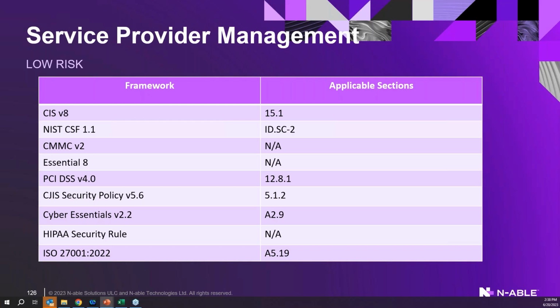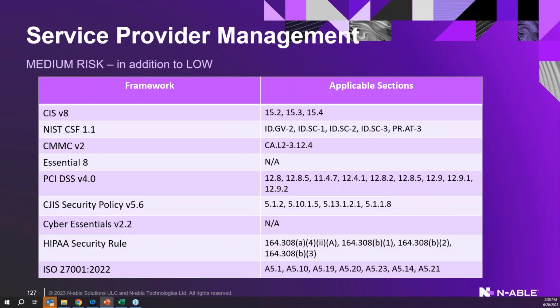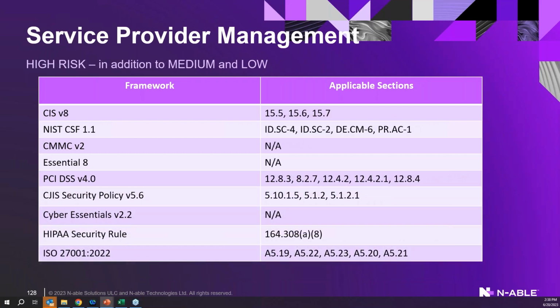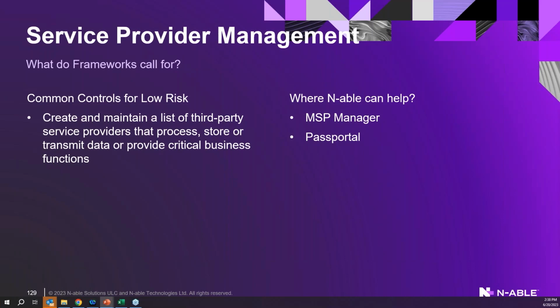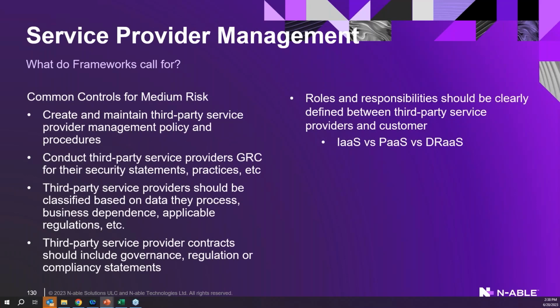Some of the frameworks ask for this in the low risk. Not everybody does, but whenever we get up to medium risk, it is more prevalent. We'll see even into the high risk, there are still more additional controls that they want you to implement around your third-party service providers. For low risk, it's fairly simple. They just want you to maintain a list of the third-party service providers that process, store, transmit data, or provide some type of business function for you. Who they are, a contact number, the general information that you maintain about a vendor.